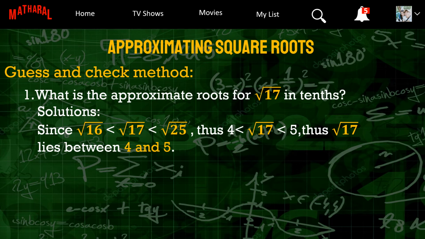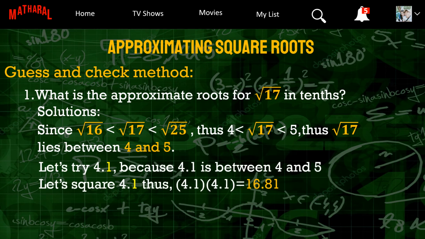Since we are dealing with square roots, the principal root of 16 is 4 and the principal root of 25 is 5. That is why when you rewrite it, the square root of 17 is between 4 and 5. Next step, since we are asked to approximate the square root of 17 to the nearest tenth, we use the same concepts from our previous slides. Let's try 4.1 because 4.1 lies between 4 and 5.